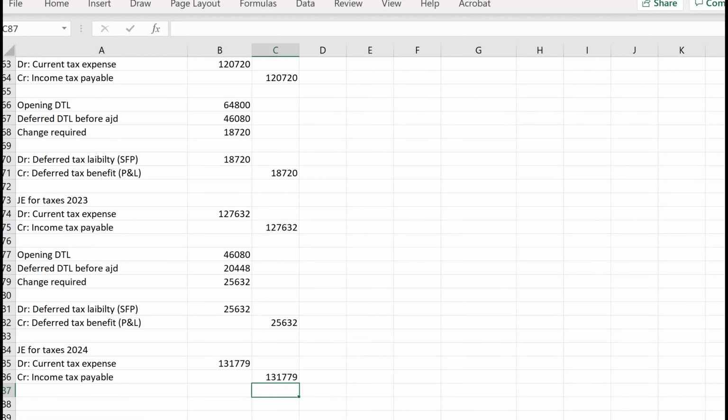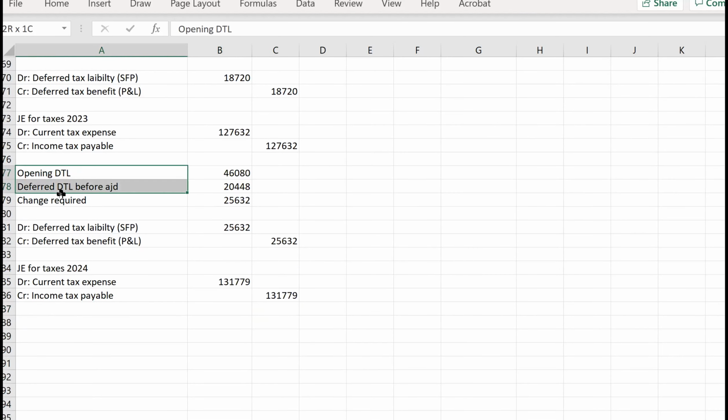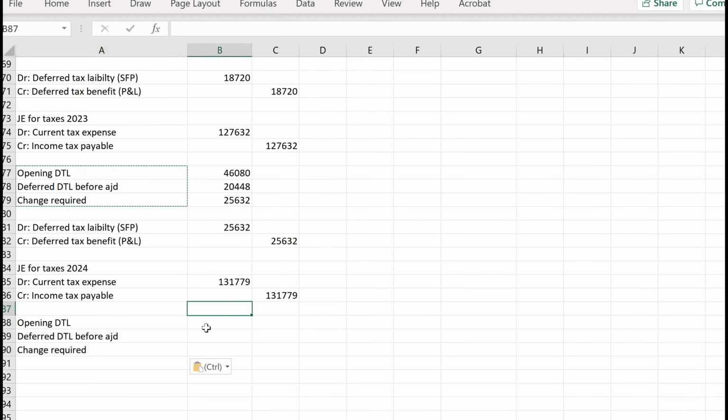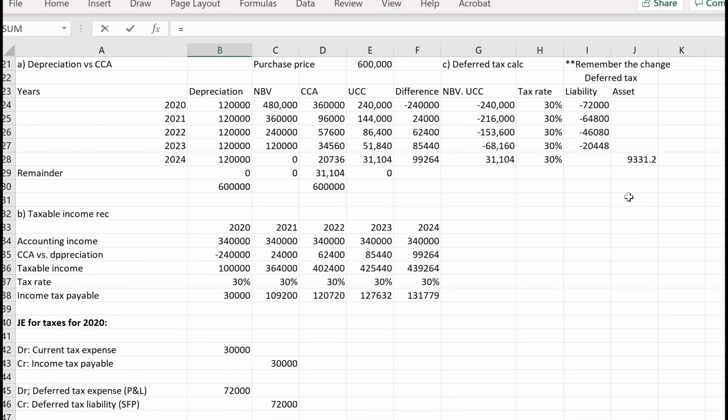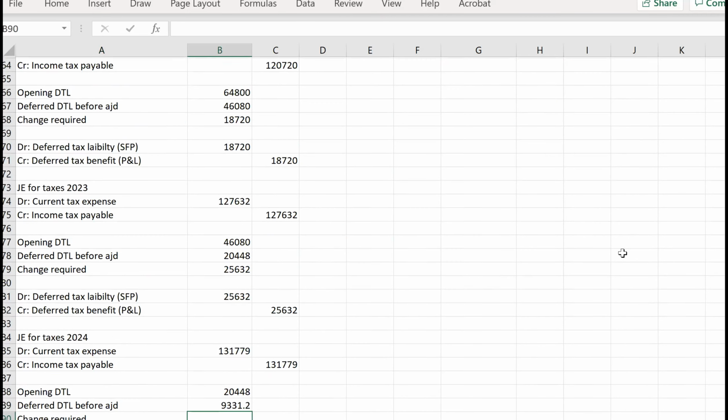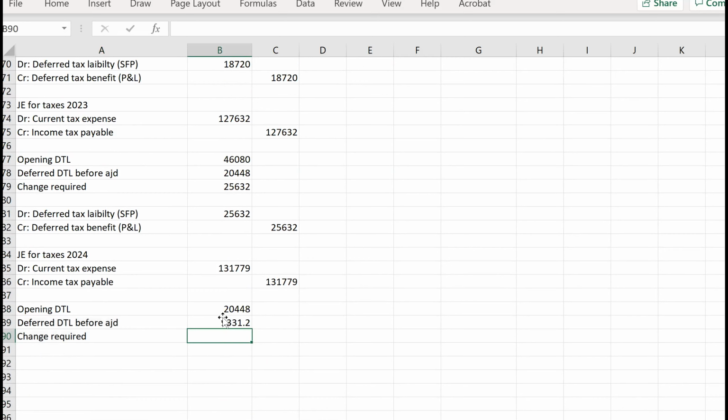So we've got, let's just put this here. So we've got our opening deferred tax liability is $20,448. What do we want it to be? Well, we actually want it to be an asset now because the net book value for accounting is now lower. So our UCC is now higher because we've got 0 net book value for accounting. So we want it to be 9,331.